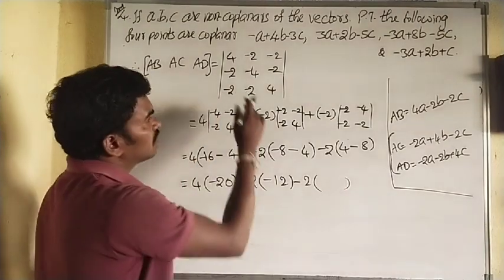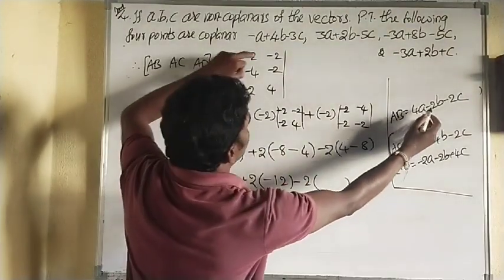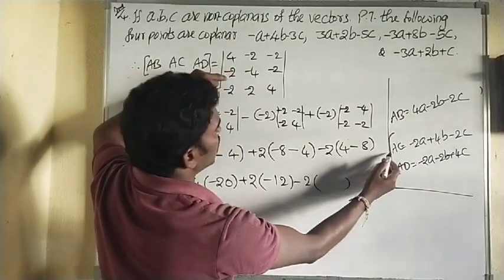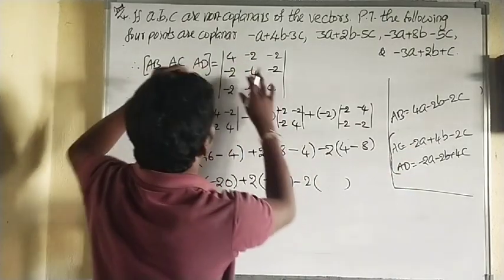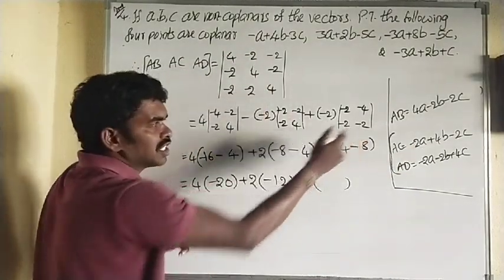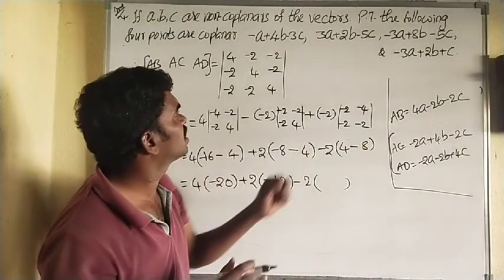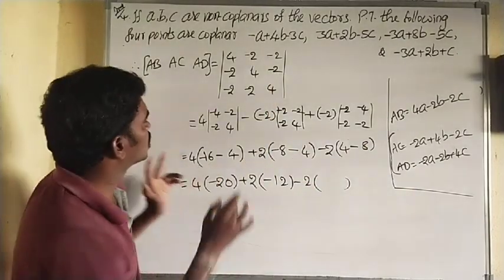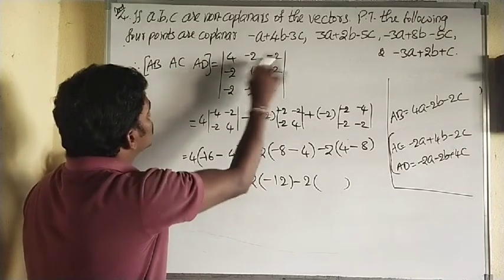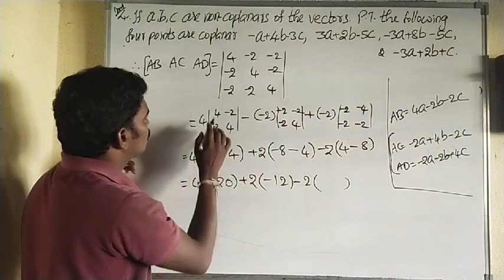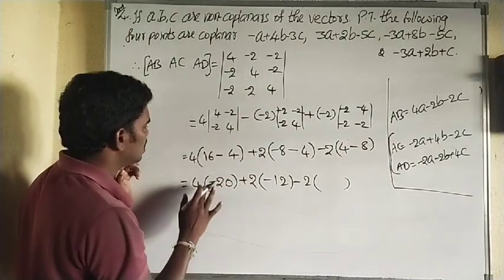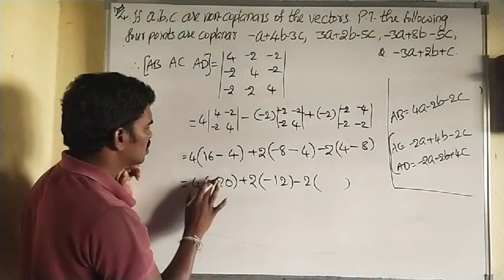See, actually what is AB? 4 -2 -2. AC is -2 4 -2. So please change in the AC. I did a small mistake. Okay, everything is correct. So wherever we can change, this is plus 4. So 4 into 4 becomes plus 16. So 16 minus 4 becomes 12.